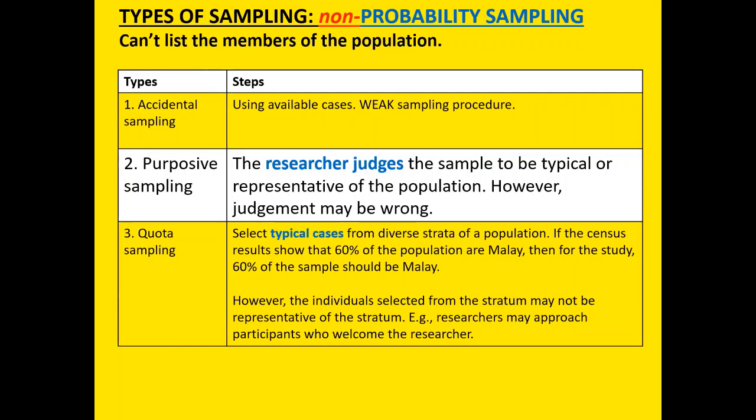We have quota sampling. We select using our judgment the typical cases. Okay, I think you are a typical social media user. You come and fill in my questionnaire. You also, okay, you fill my questionnaire. So this is also based on judgment. In the end, maybe they are not really representative. Maybe in the end, we select them because they are very approachable and agreeable. So all the non-probability sampling has its weakness.